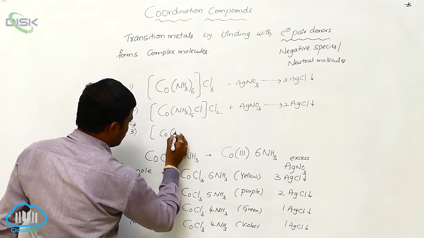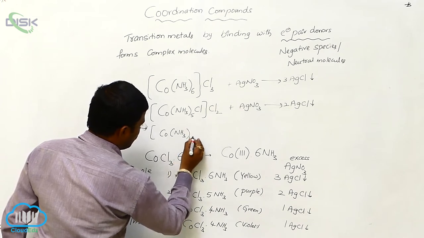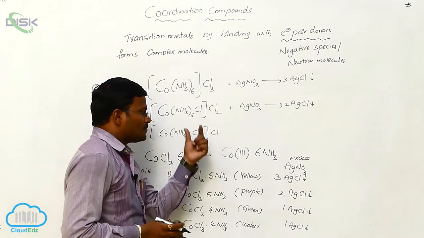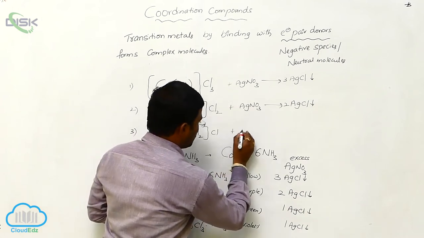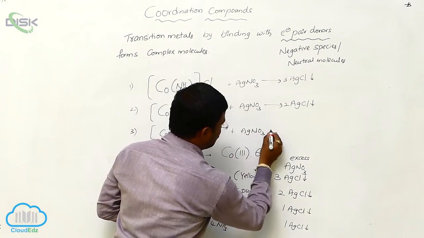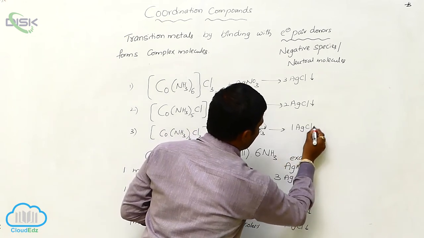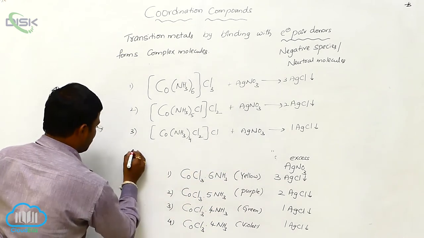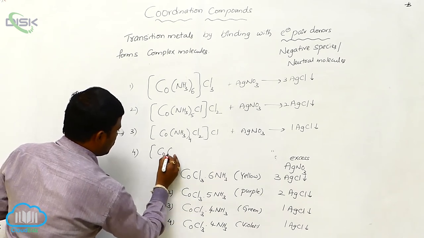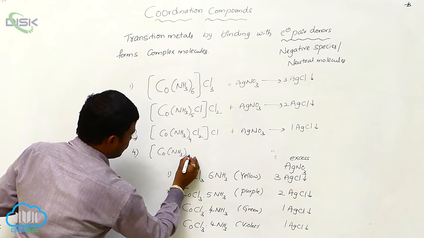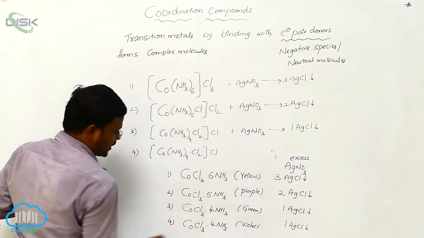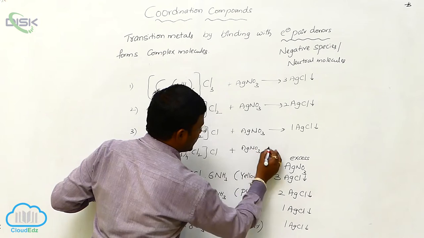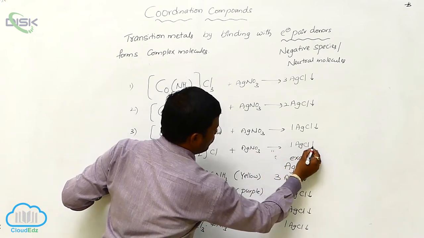Similarly, come to this third one. We can write it as CO NH3 taken 4 Cl2 Cl. How many chlorine atoms are identified outside of the square bracket? Only one. Then it reacts with silver nitrate to produce only one mole of silver chloride precipitate. And similarly, let us have one more structure. What is the last one? This is also the same. Square bracket CO NH3 taken 4 Cl2 and Cl. Again, only one chlorine atom is present outside of the square bracket, and it reacts with silver nitrate in the fourth condition to produce one mole of silver chloride white precipitate.